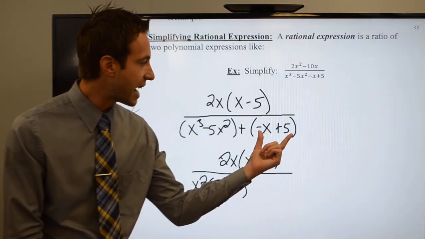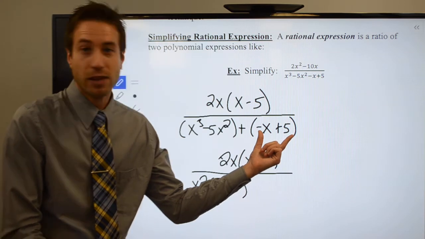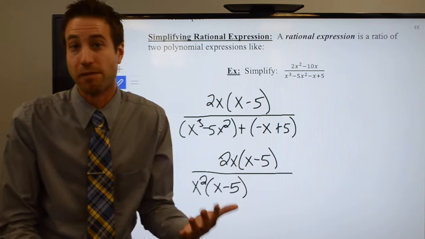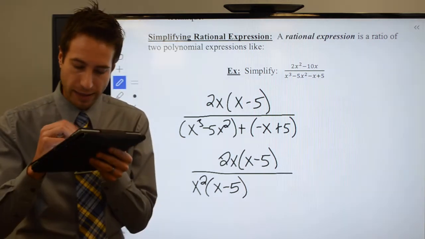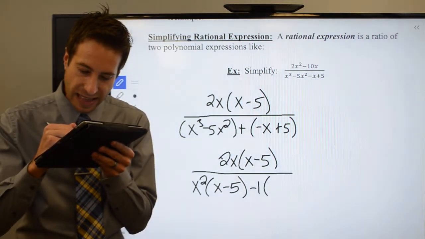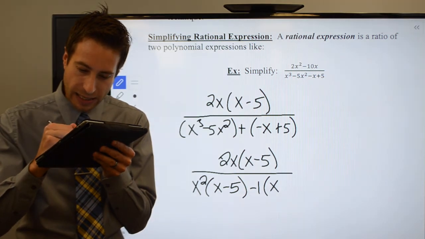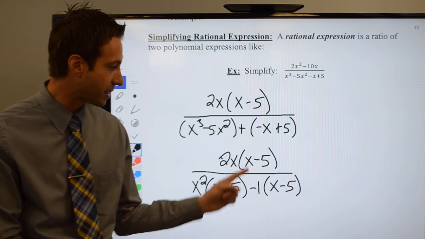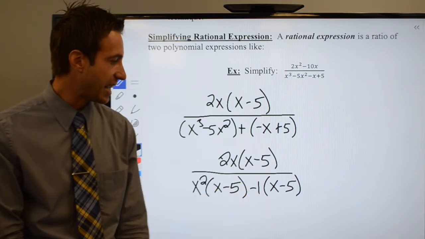Now I've got this negative x plus 5, and the only thing a negative x and a plus 5 have in common is a GCF of minus 1. So we'll pull out the minus 1. That leaves me with an x minus 5. And again, I'm feeling really good about this. I got an x minus 5, an x minus 5, and an x minus 5.